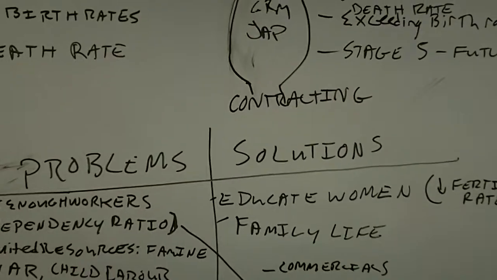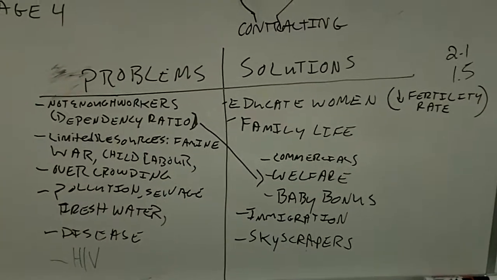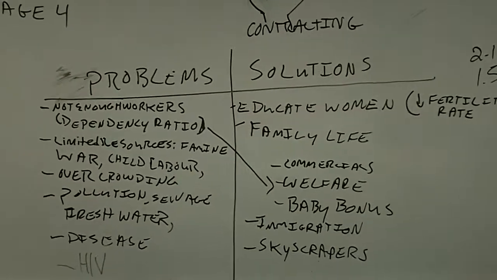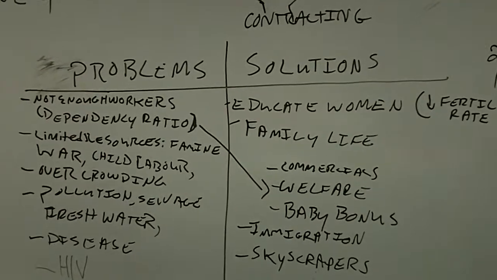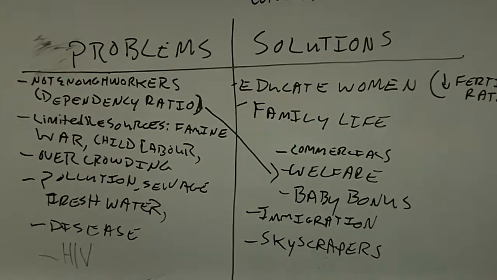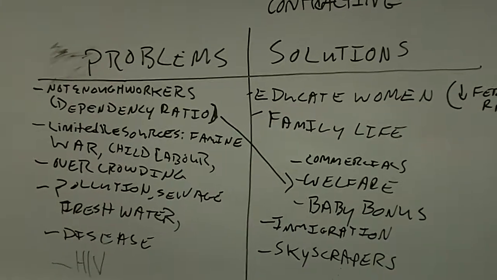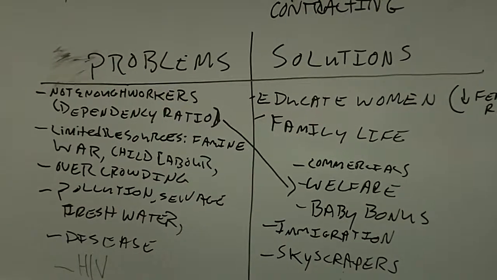So we talked in class about problems and solutions to population issues. So there's 2 main population issues. One is you have too many people. The other is you don't have enough people. So some of the problems associated with population are there's not enough workers for all of the people that are children or that are the elderly. And this relates to the idea of the dependency ratio.